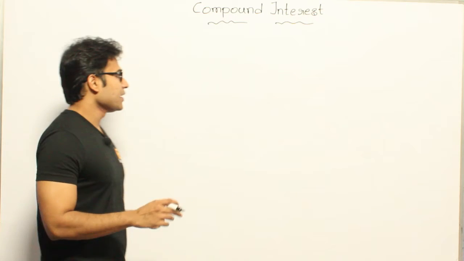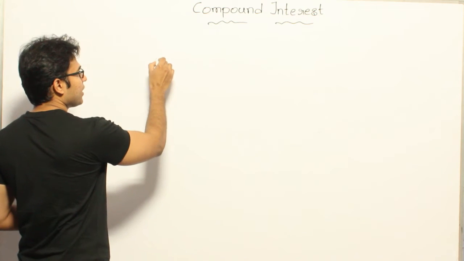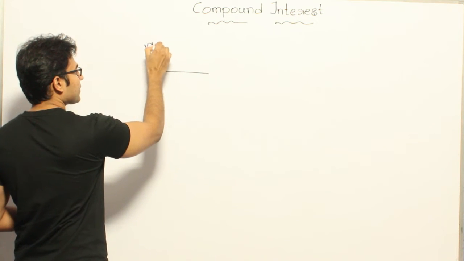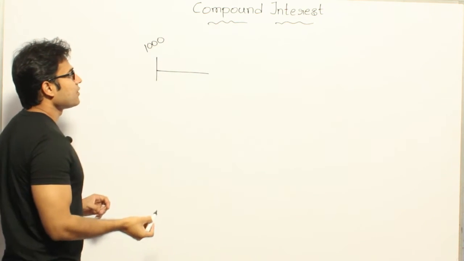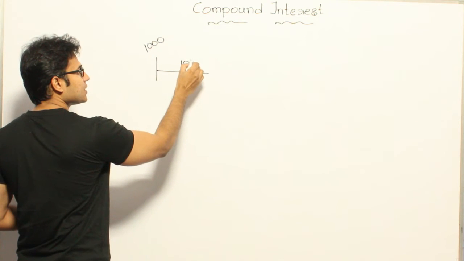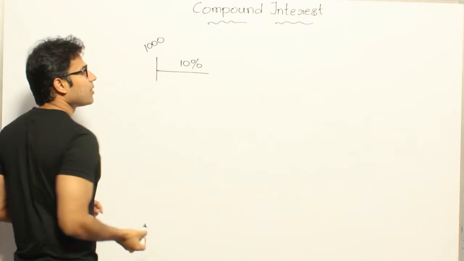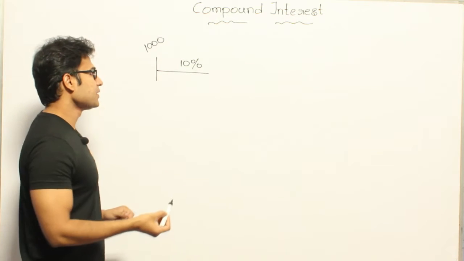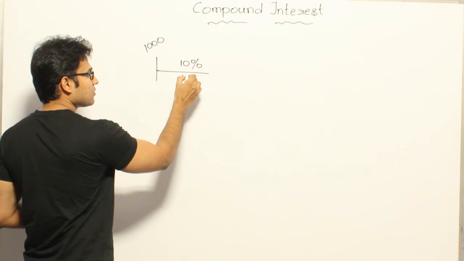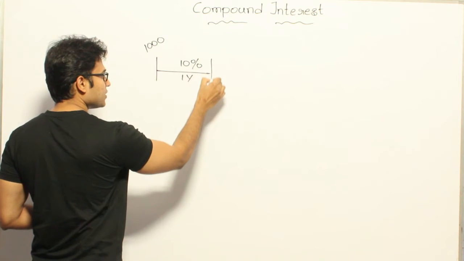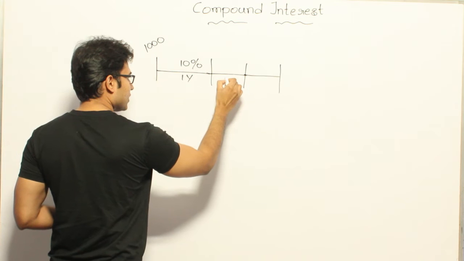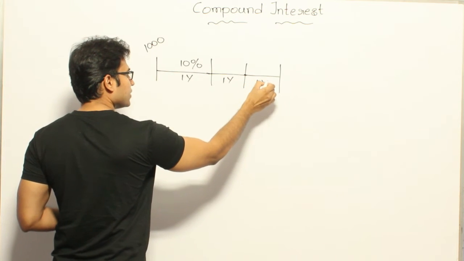Okay, now let us assume that you have invested an amount of 1000 rupees at a rate of 10% per annum. Now let's see what happens in case of simple interest. In case of simple interest, let us assume that you have invested it for 3 years. Okay, first year, second year and third year.